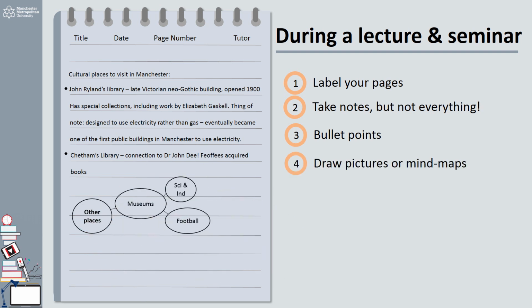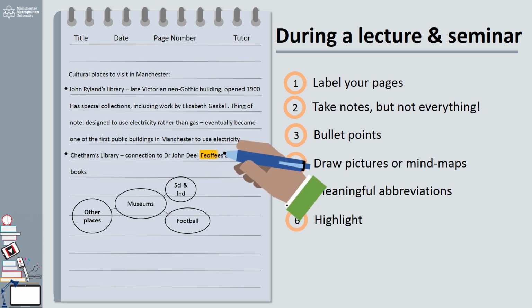Draw pictures or mind maps if you prefer, and use abbreviations. It is important to create your own system for this so that it makes sense to you when you look back at your notes. Use a highlighter for any words or points you don't understand. There might be course-specific jargon, which your lecturer should explain, so it's worth noting this down or even creating a glossary for yourself.